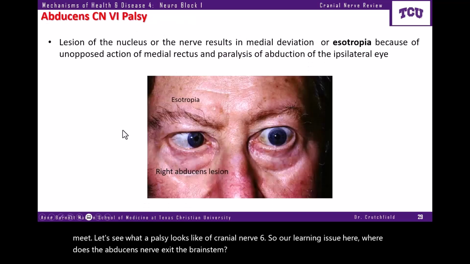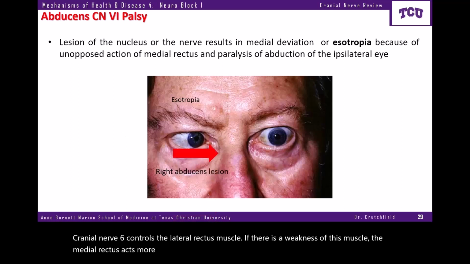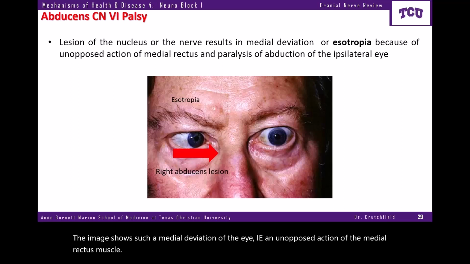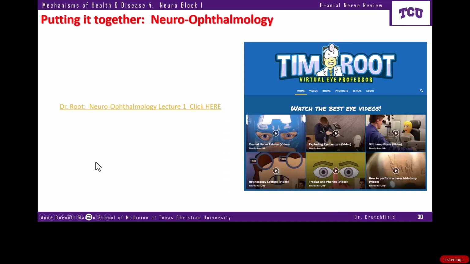Cranial nerve 6 controls the lateral rectus muscle. If there is a weakness of this muscle, the medial rectus acts more prominently and pulls the eye inward, called an esotropia. The image shows such a medial deviation of the eye, i.e., an unopposed action of the medial rectus muscle. So our learning issue for this slide, what would a pure palsy of cranial nerve 6 look like?